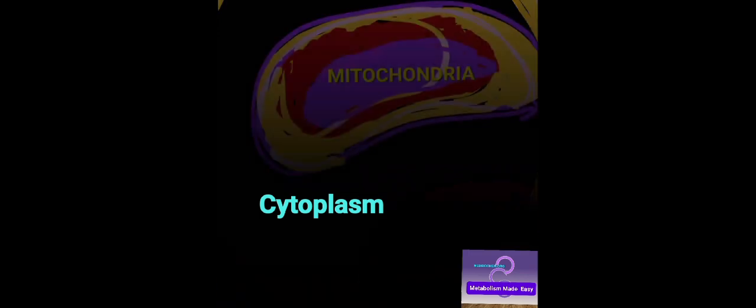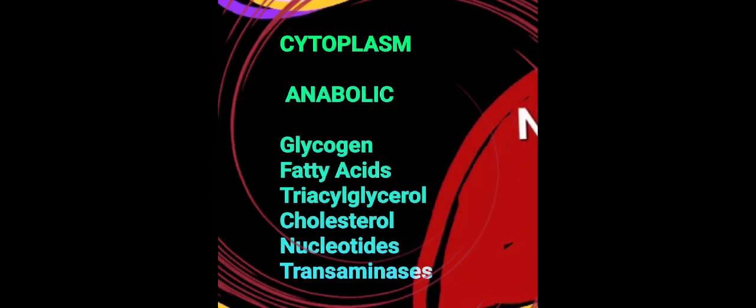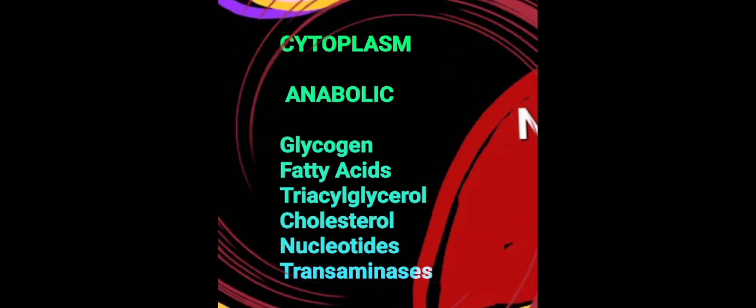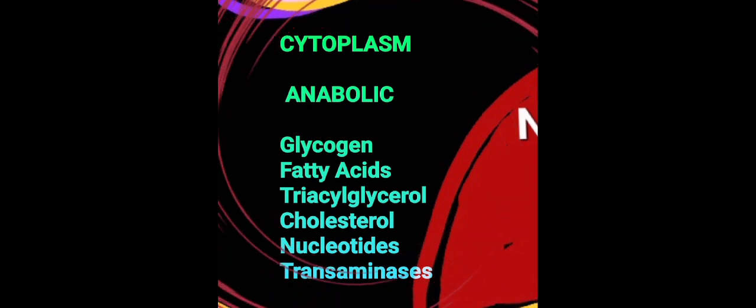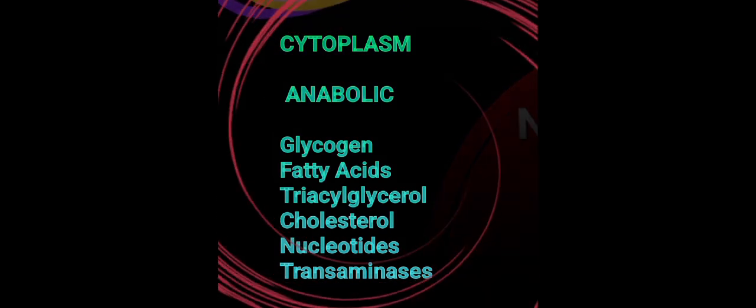Metabolism is compartmentalized. Some of the most important anabolic pathways occur in the cytoplasm. This includes glycogen, fatty acid, triacylglycerol, cholesterol, and nucleotide biosynthesis, as well as amino acid biosynthesis.